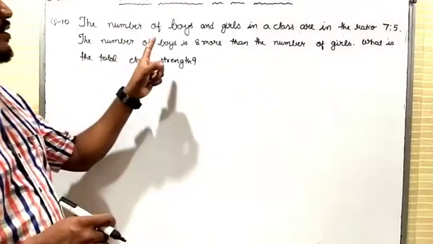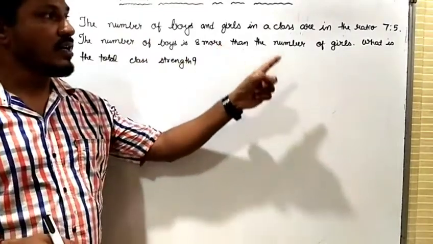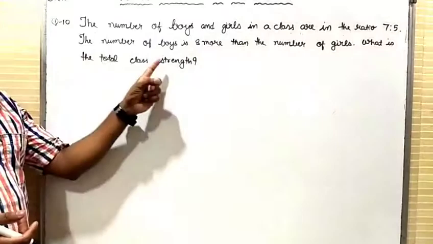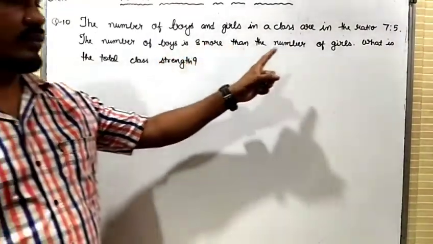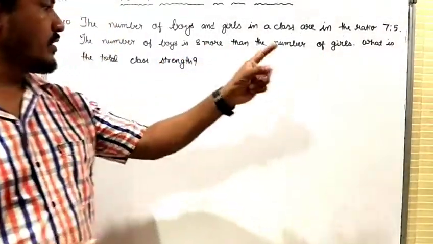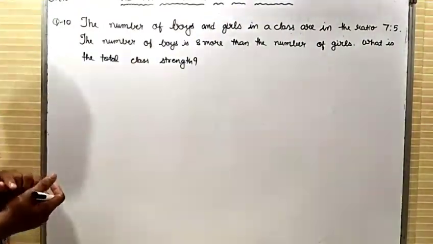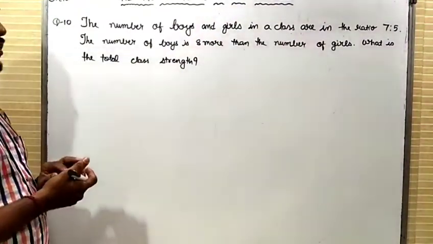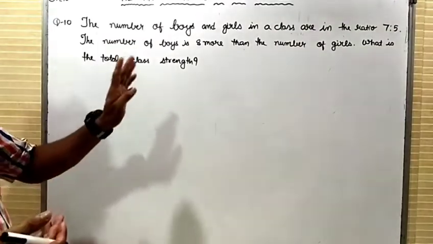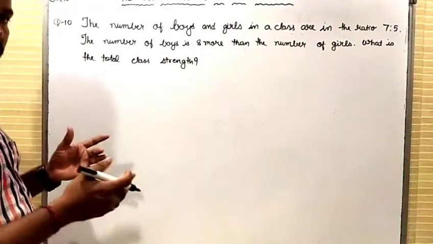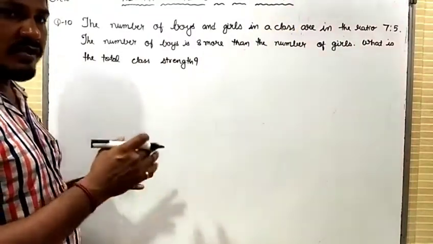Sum number 10. The number of boys and girls in a class are in the ratio 7:5. The number of boys is 8 more than the number of girls. What is the total class strength? Now here in this particular question, the numbers of boys and girls are given in ratio form, and we don't know the total number of boys and girls.